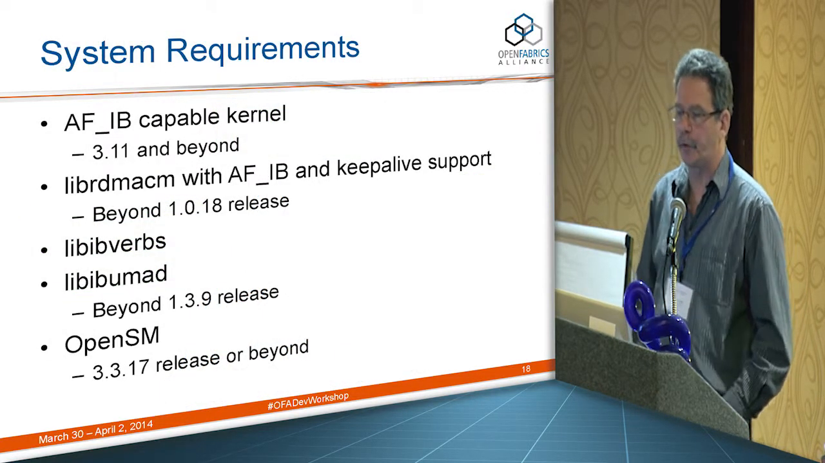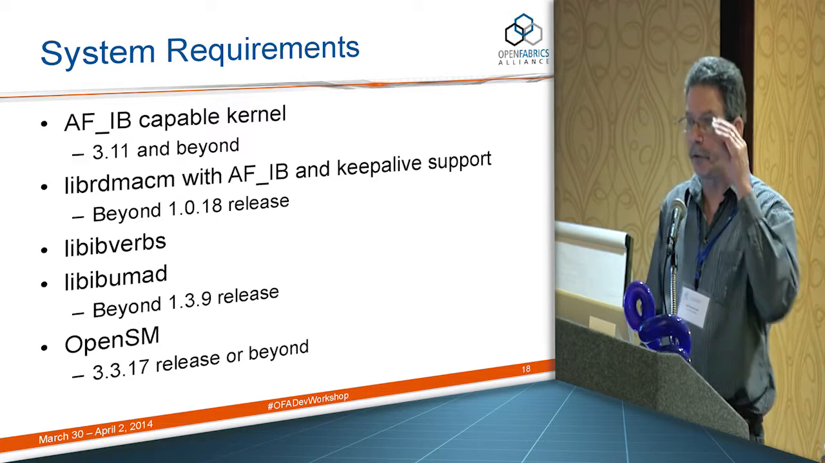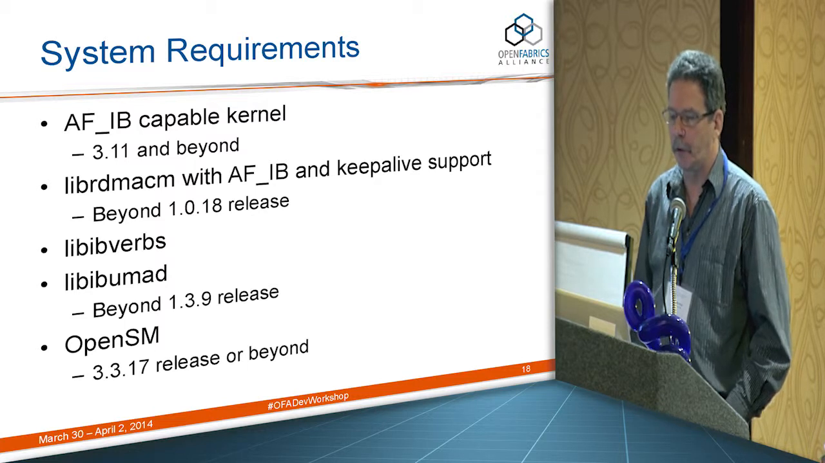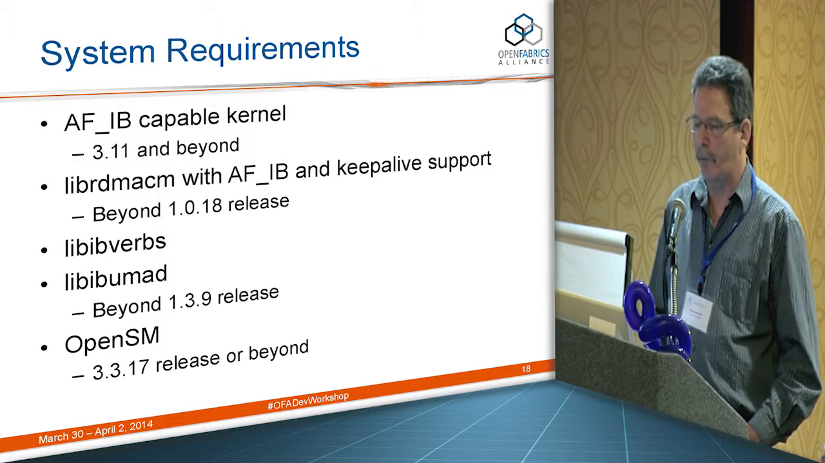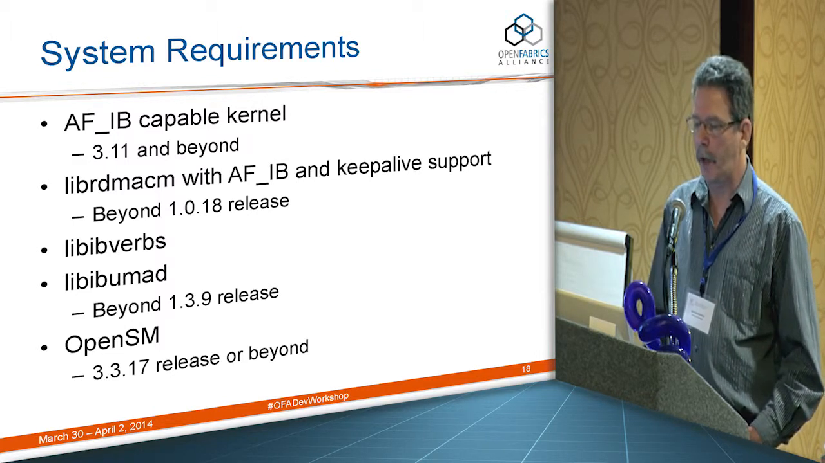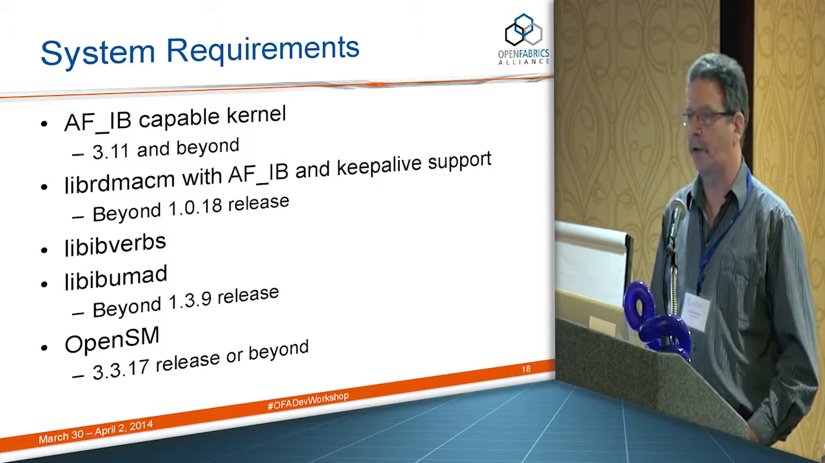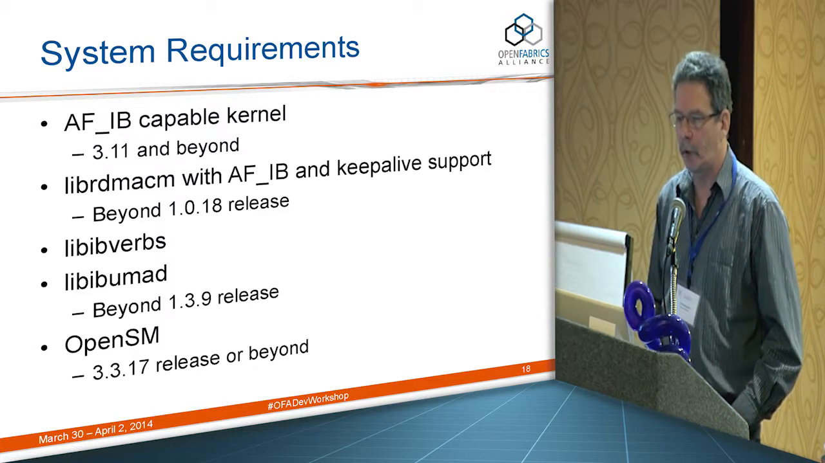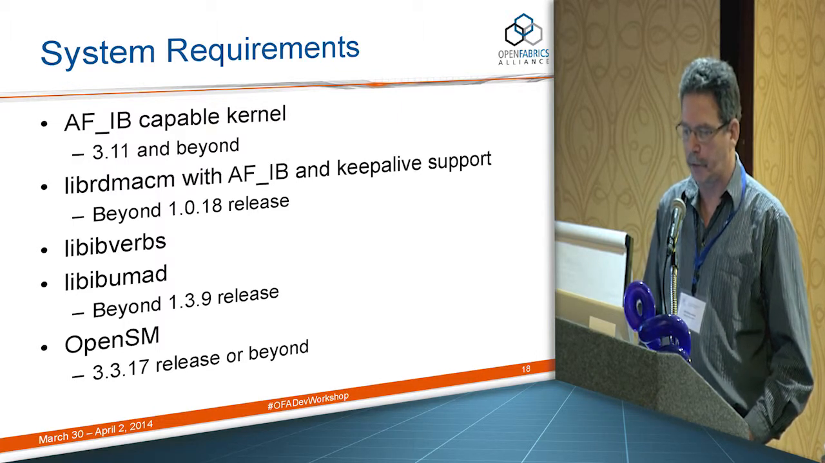What are the system requirements here? You need a pretty recent world in order to do this. You need an AFIB capable kernel, so that's in 3.11 and beyond. You need lib RDMA with AFIB and keep alive support, and some bug fixes that went in beyond the 1018 release, which is the most recent release a couple of months ago. It doesn't really care about lib-IB verbs version. There's nothing special about that.